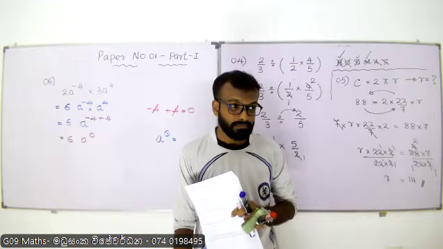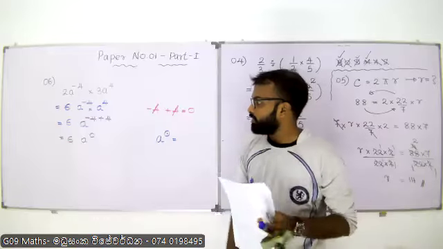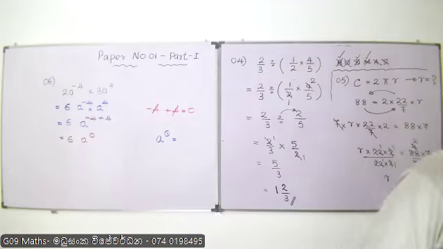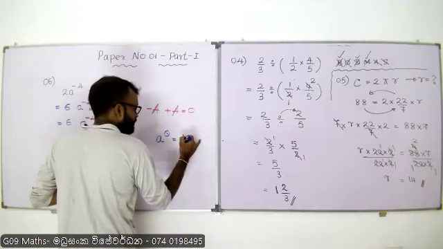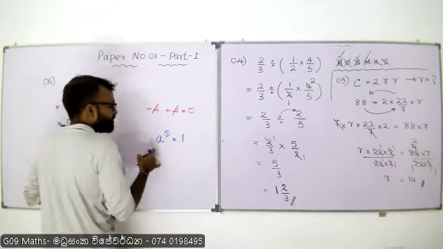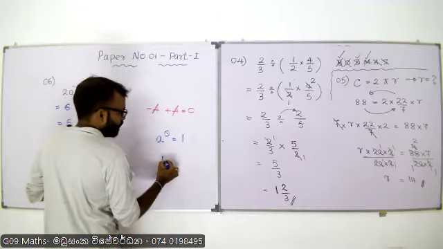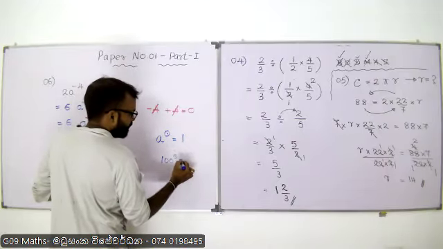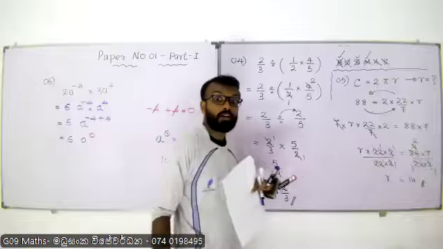None of you? What is the value of a to the power 0? Kiyan. Excellent, I got an answer. Yes, one. No need to think too much. Except 0, anything to the power 0 is 1. What is the value of 100 to the power 0? Can anyone tell me?